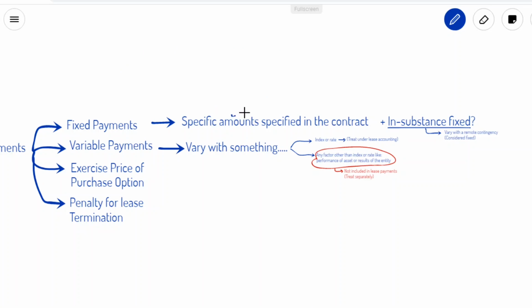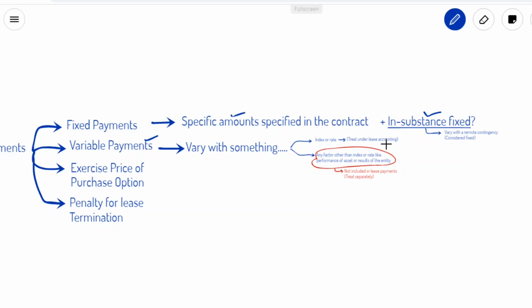So first we talked about what the fixed payments are. They are the fixed periodic payments, and then we understood what the in substance fixed payments are. They are additional payments that are dependent on a remote contingency that is not likely to occur. And then there are variable lease payments, and we talked about there are two kinds of variable lease payments. One is dependent on an index or rate, for example inflation rate. For example, if the contract says that a lease payment will increase if the inflation increases, in that case we would say that the variable lease payments are included in the definition of the lease.